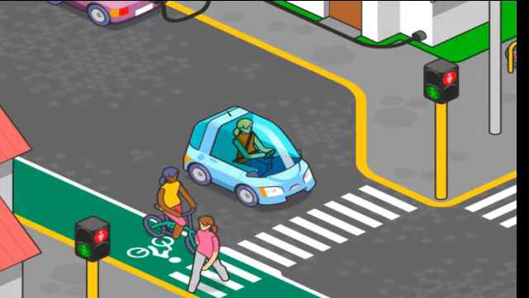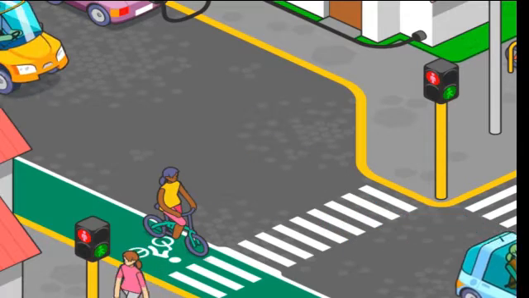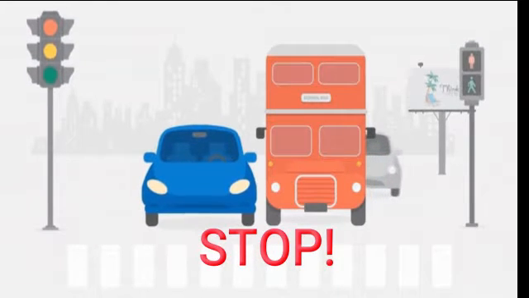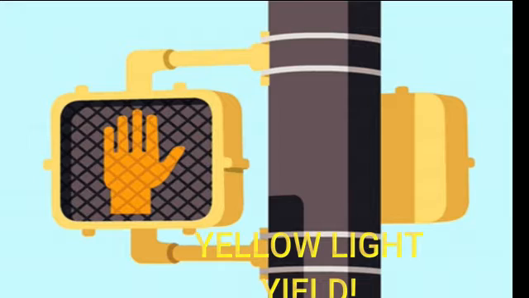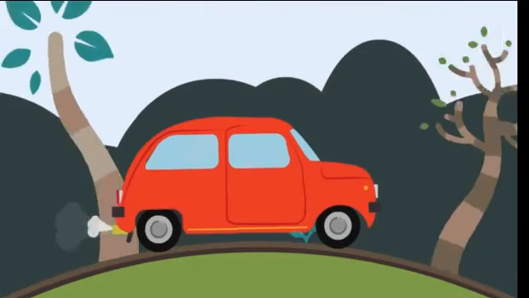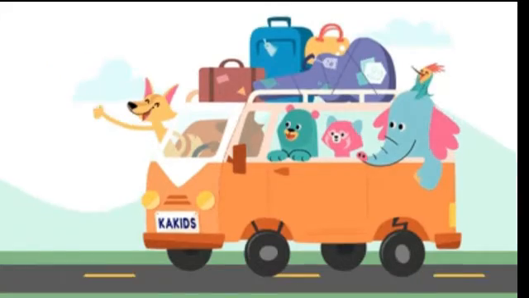Whenever you cross the street, you must check the traffic lights. A red light means stop. Stop! A yellow light means yield. Yield! Green is the best way to go.